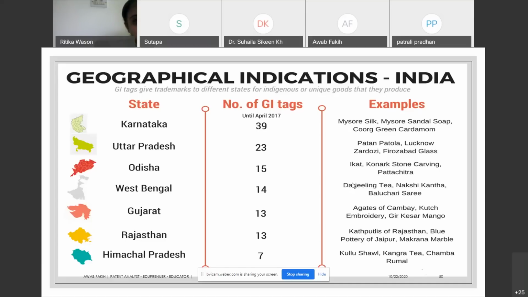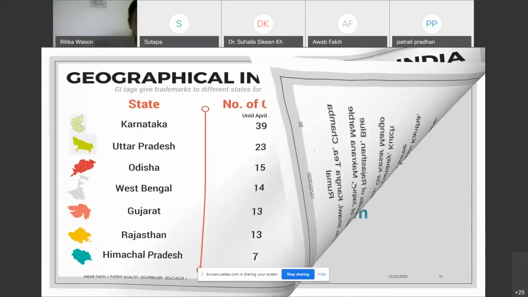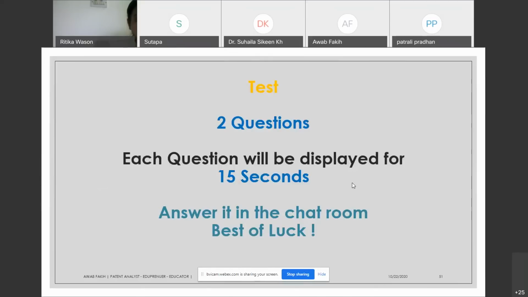So please help them. It will really help them to improve the economic benefits there, because when you talk about import and export, it will really help them. GI tag plays a very, very important role in import and export. So with this, we'll have a small Q&A for the geographical indication.